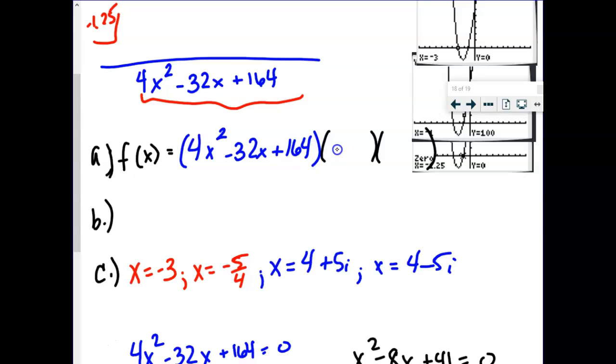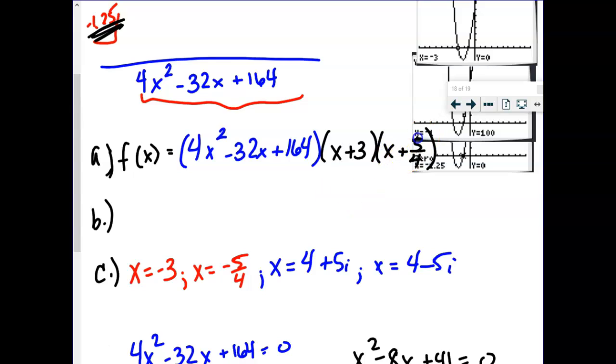So you guys had two solutions that you got from the calculator, right? You had x equals negative 3, so your factor would be x plus 3. And then this negative 1.25, I'm choosing to write it as a fraction right now, and I'm going to write your factor as x plus 5/4.